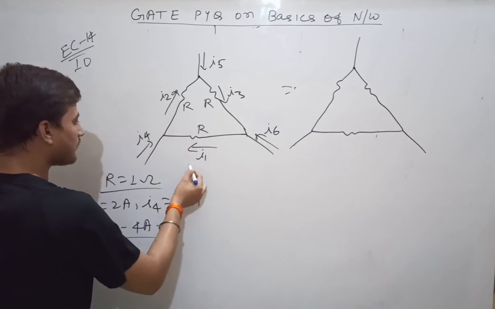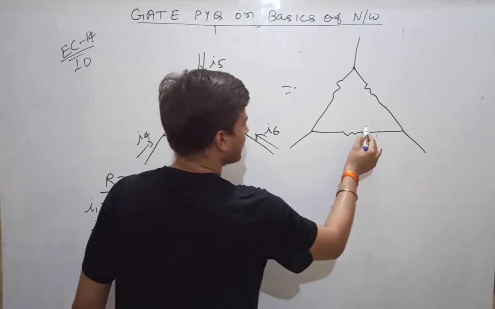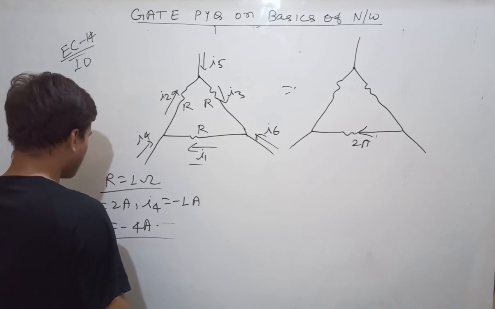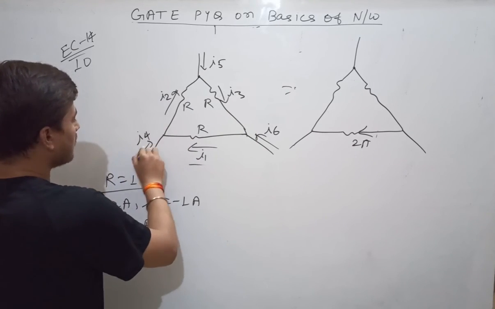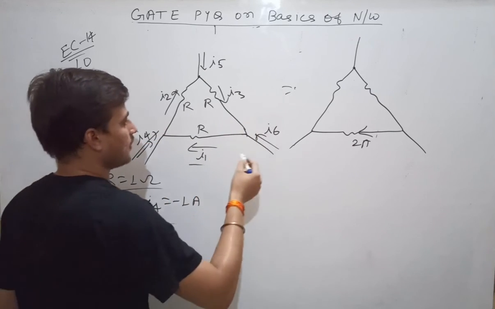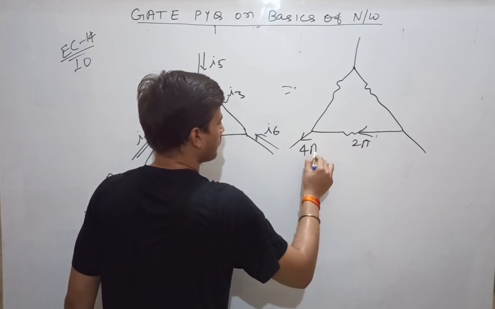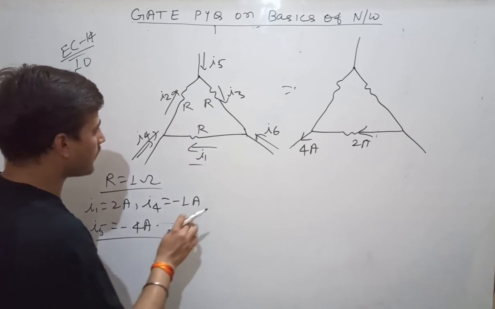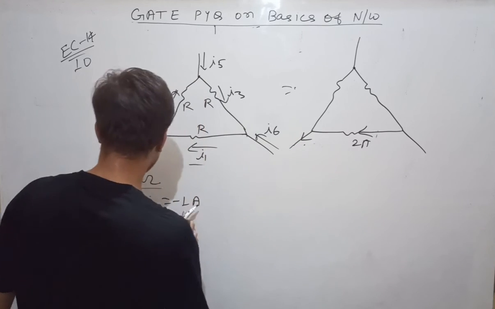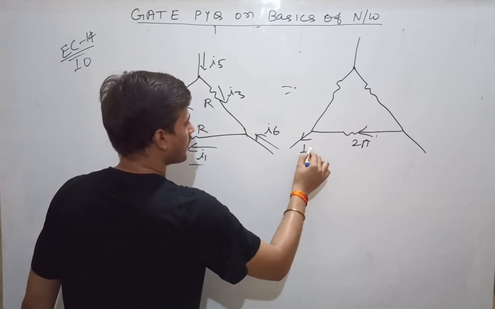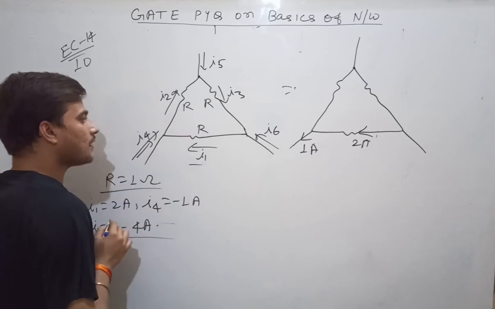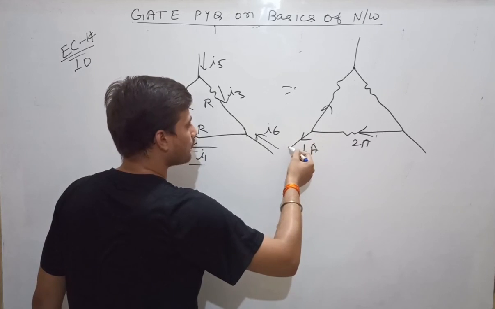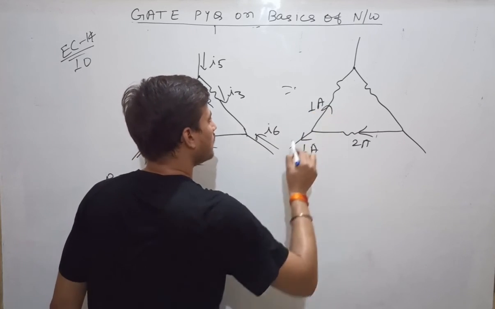Here it is given I1 equal to 2 ampere. So directly write here 2 ampere. Next, I4 is equal to minus 1 ampere. I4, this is I4. Incoming current is minus 1 ampere. That means here it will be outgoing current of 1 ampere. If it is 1 ampere, then this current will be how much? 2 ampere current is entering, 1 ampere is coming out. That means this current will be 1 ampere.